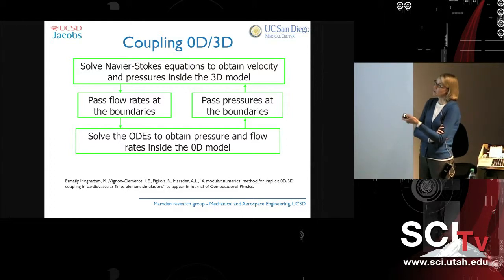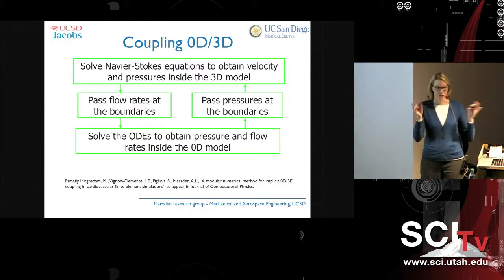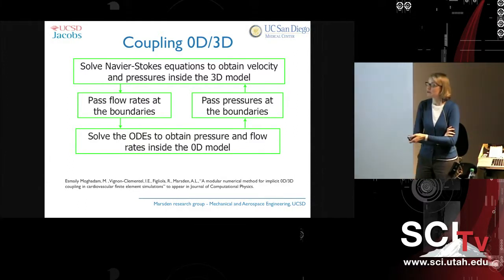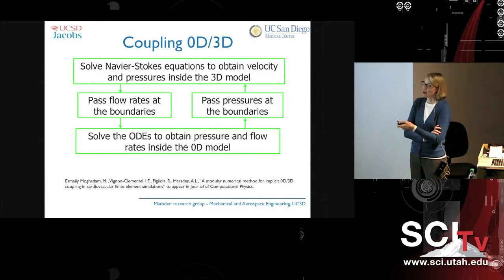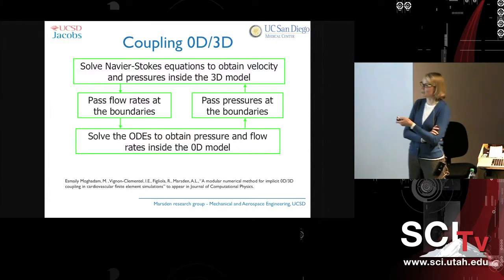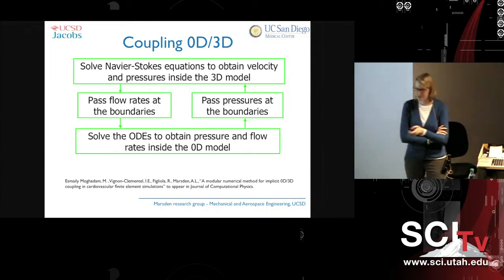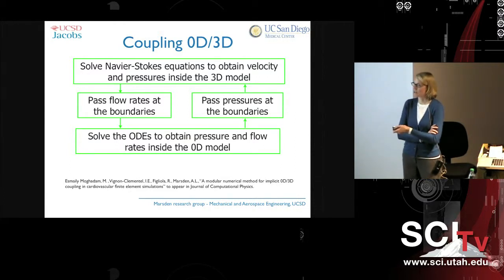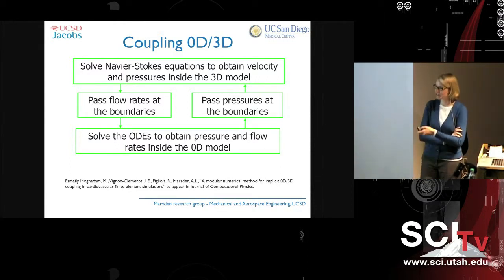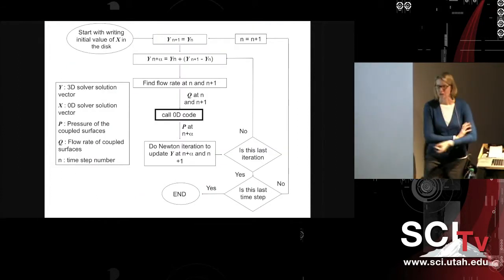So we have our 3D domain up here. We're solving the Navier-Stokes equations to obtain velocity and pressure at every point in that 3D model. We then want to pass flow rates at the boundaries to the ODE model, and then pass the pressure back from the ODE domain back to the 3D domain. And this is, for example, if you want to use a Neumann boundary condition. If you want to do Dirichlet, the arrows go in the other direction. And we can do both in a stable way.